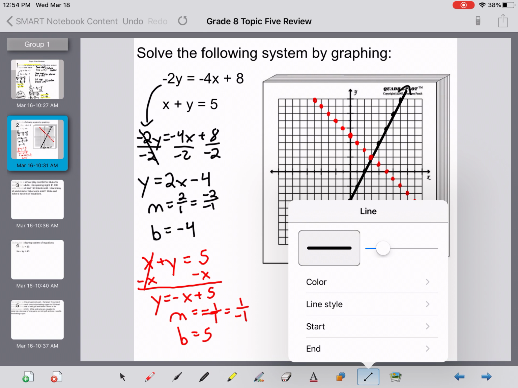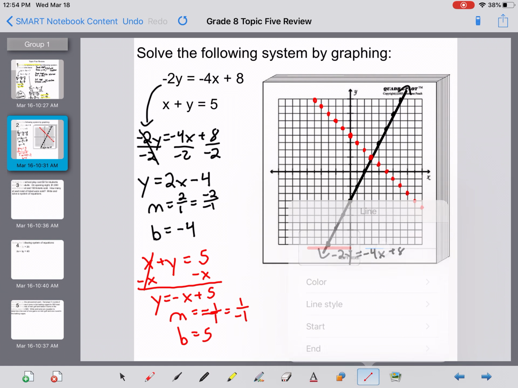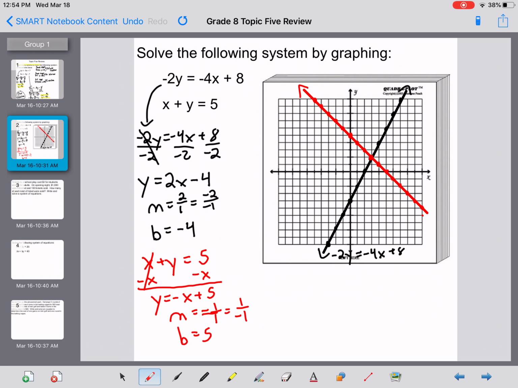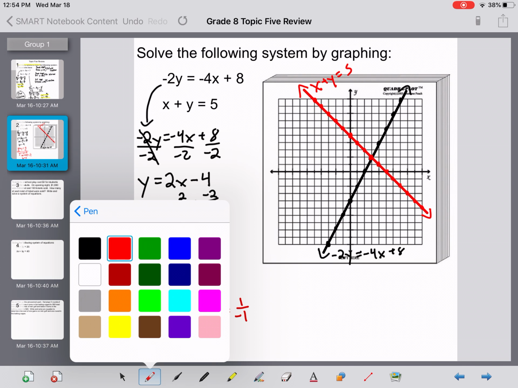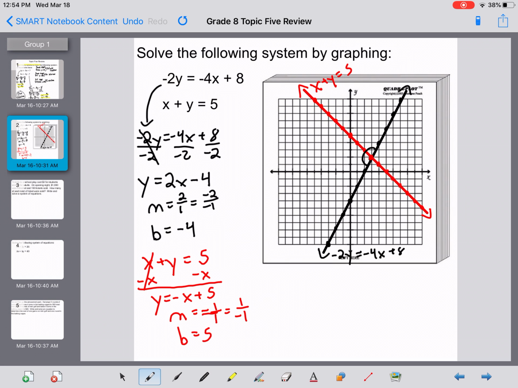Now I'm going to draw my line through all of these points. Add my arrows at the end and label it x plus y equals 5. Now for the solution, I need to circle the point where they intersect, and then I state the point as an xy. So it's 1, 2, 3, and up 2. So my solution is 3, 2.